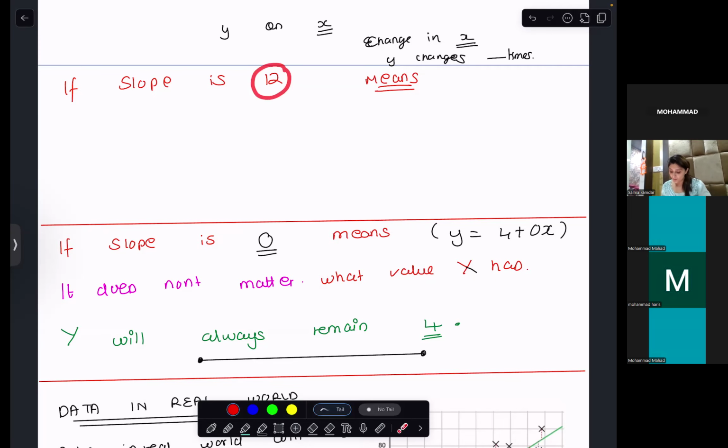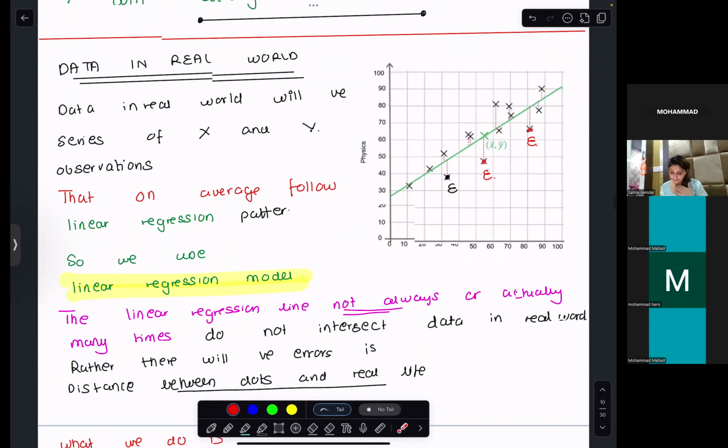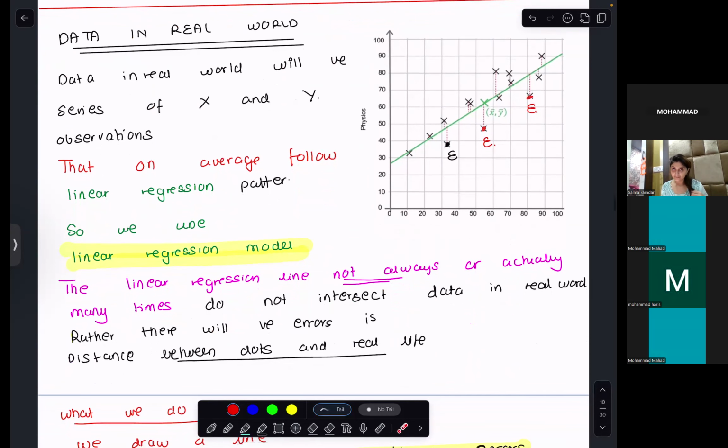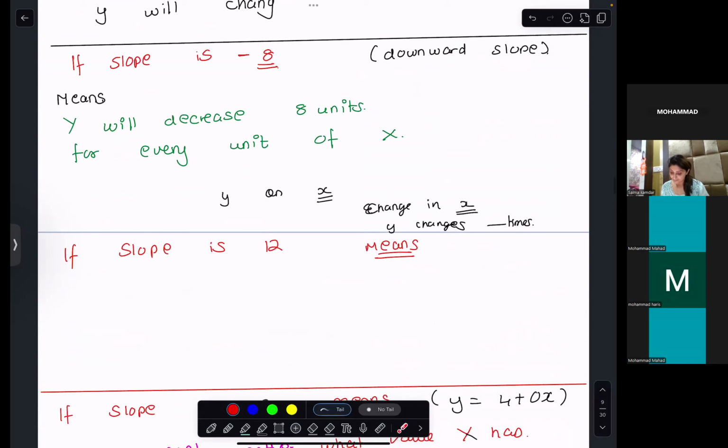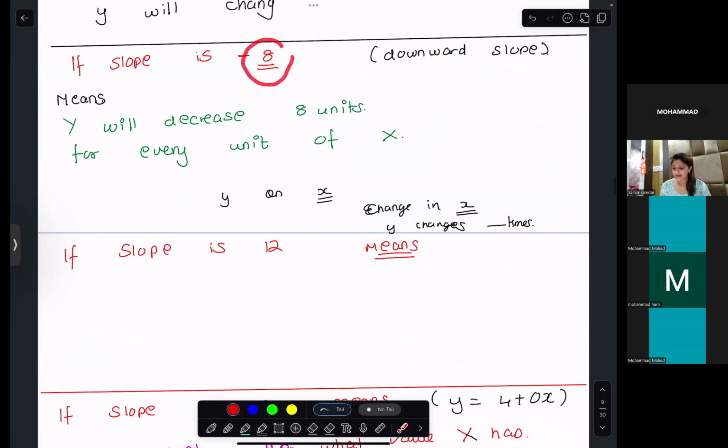Okay, quick check. If the slope is 12, means what? Y will increase 12 times. If the slope is 12, y will increase 12 times for every change in x. Okay. If the slope is -8, means what? Y reduces 8 times for every change in x.